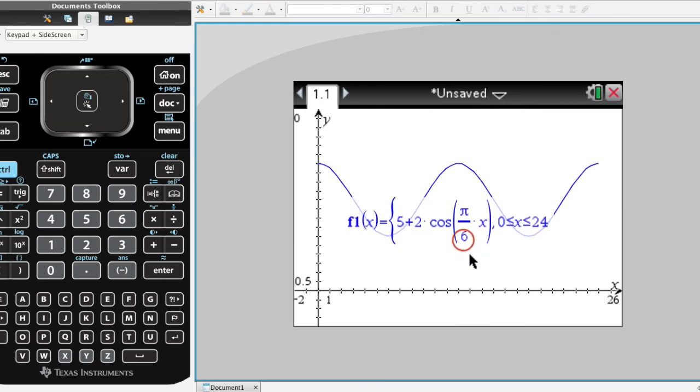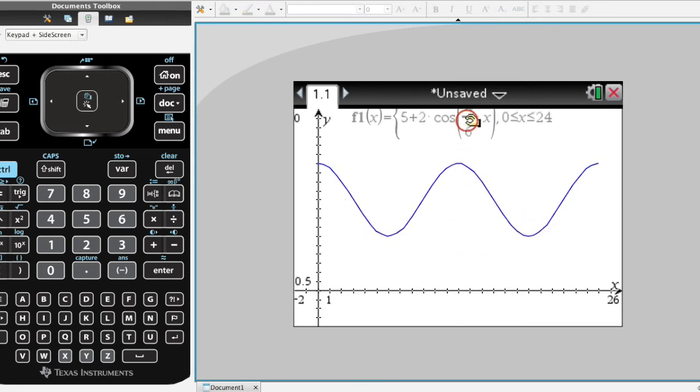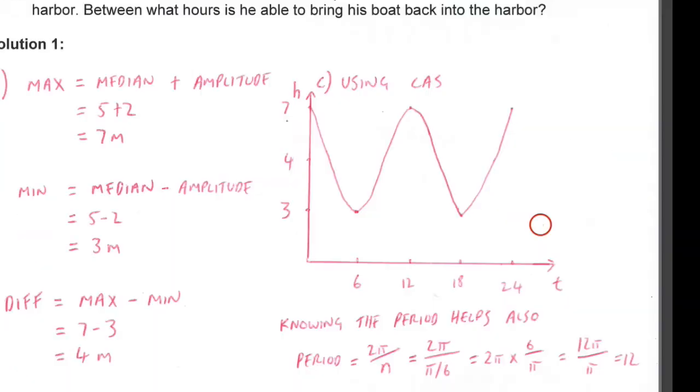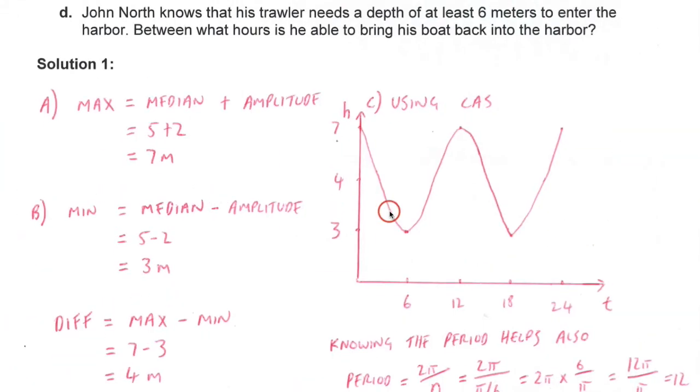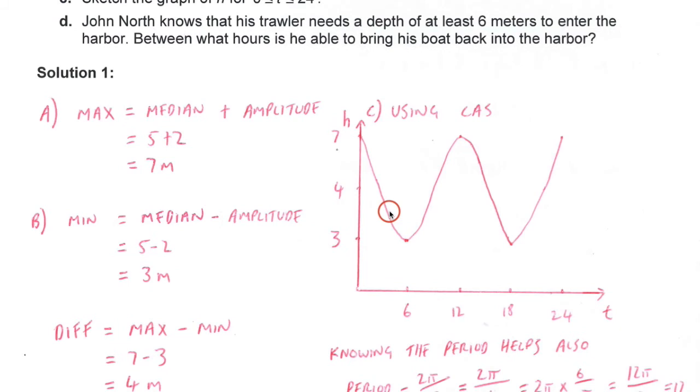Alright, so you can see the graph, and I'll just move this away a little bit. And there's my graph, and it's shown between 0 and 24. So that's my sketch. Going back to the question, part D, John North knows that his trawler needs a depth of at least 6 metres to enter the harbour. Between what hours is he able to bring his boat back into the harbour?